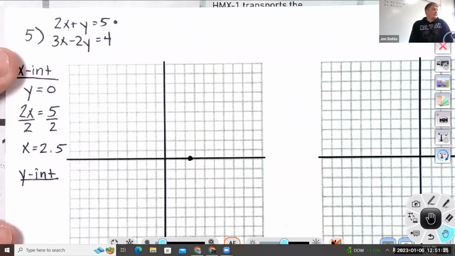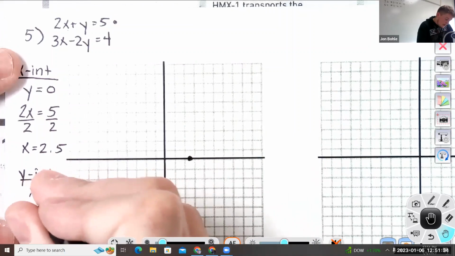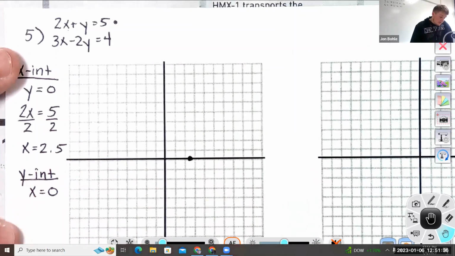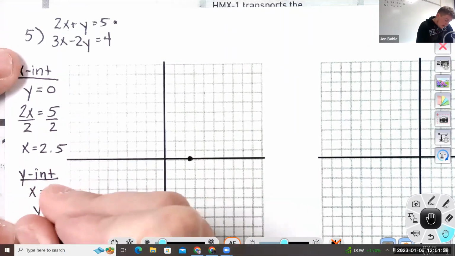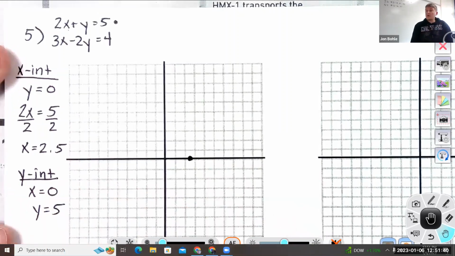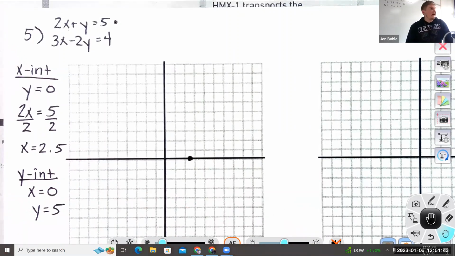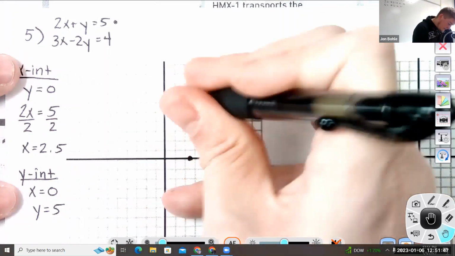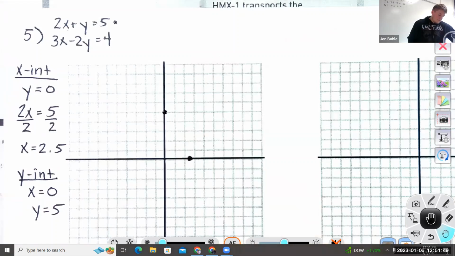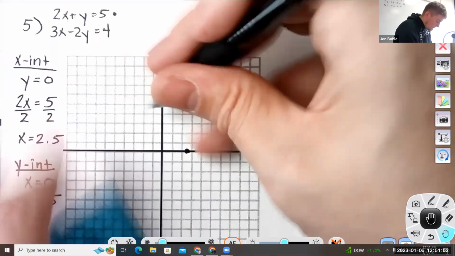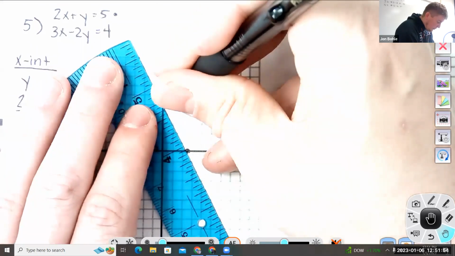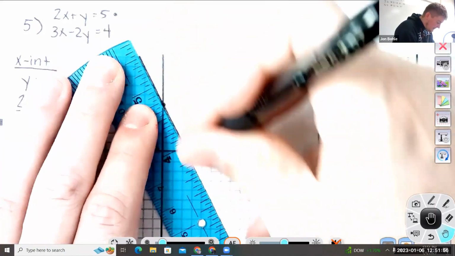X-intercept, the fact everybody here has memorized: y is 0. If I'm finding the y-intercept, what's the fact everybody should have memorized? X is 0. So what variable goes away? X. So what's left over? Y equals 5. I don't even have to do any work. I just know what the y-intercept is now. What's the y-intercept? Once I have those 2 points, I can actually just connect them in a straight line.